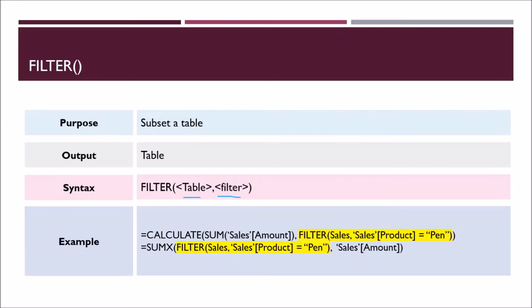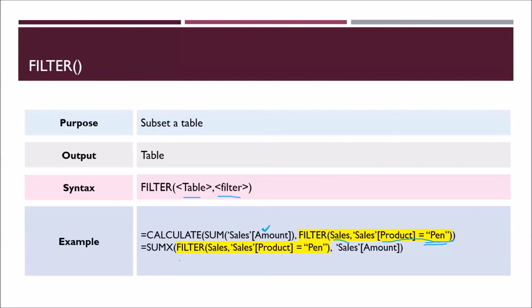Now this function is not used as a standalone function. Rather, it is used with either a CALCULATE function or SUMX or COUNTX. Okay. So if we look at the examples, in my first example, the FILTER function has been used with the CALCULATE, wherein first the Sales table is being filtered on the basis of product, and product has to be equal to pen. And once this is done, then I'm taking the summation of the amount column.